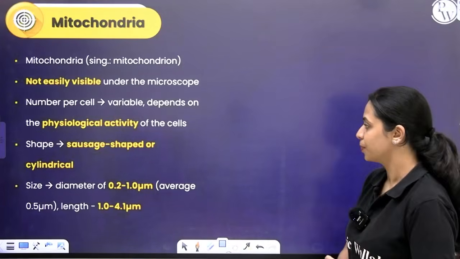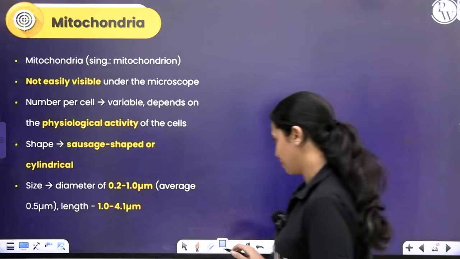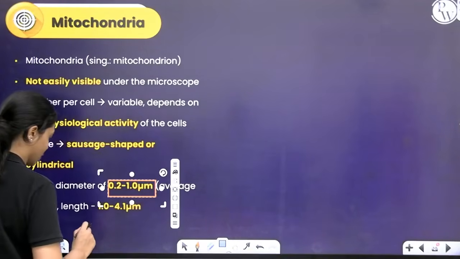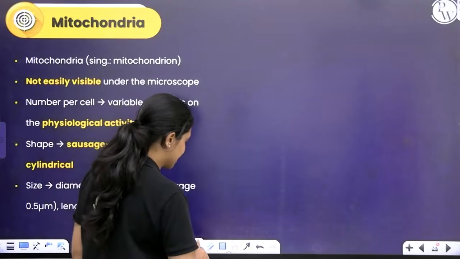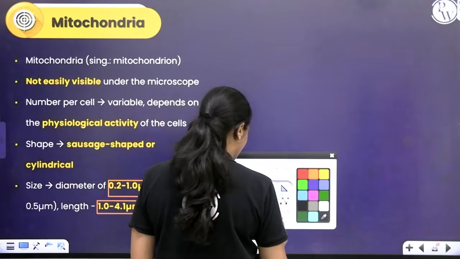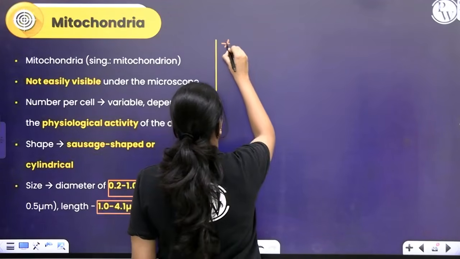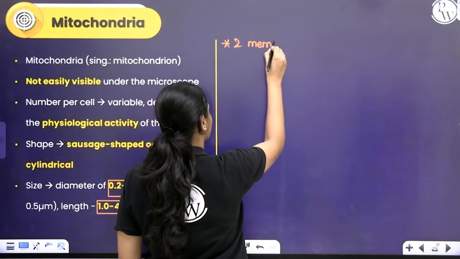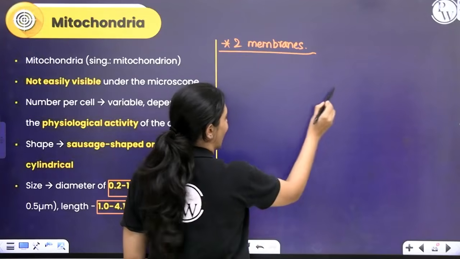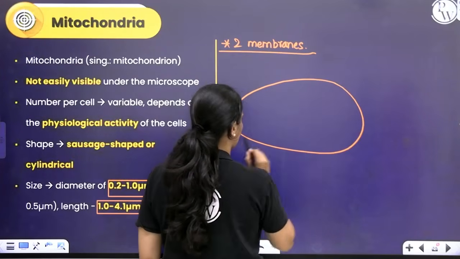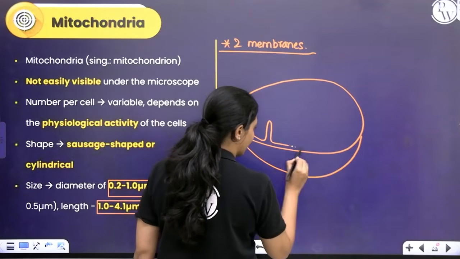active physiologically. Its shape can vary from a sausage shape to cylindrical. Its size in diameter is about 0.2 to 1 micron. Length can vary between 1 to 4.1 microns. Let's see its structure. It's bound by two membranes. Okay. You have a smooth outer membrane and an inner membrane which has a lot of infoldings like that.